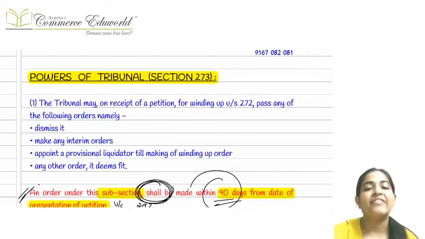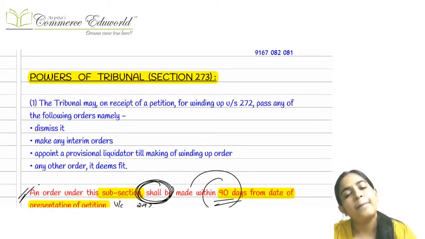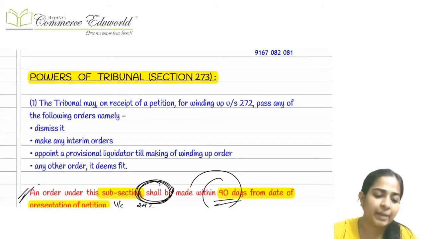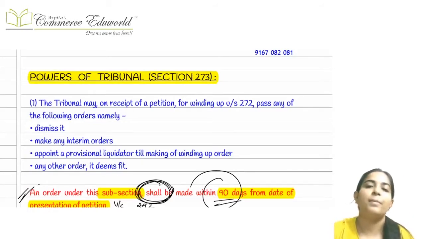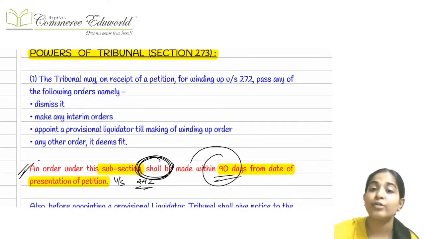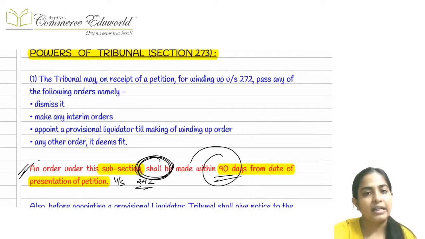So basically, whenever the company suo moto goes and files a petition, the company will have to file the petition plus attach the statement of affairs. If any other person files a petition with the tribunal, then later on the company will be asked to submit the statement of affairs, so that we come to know about the financial position of the company.